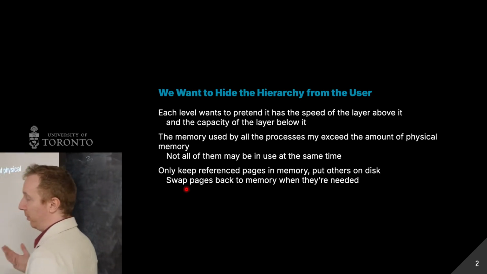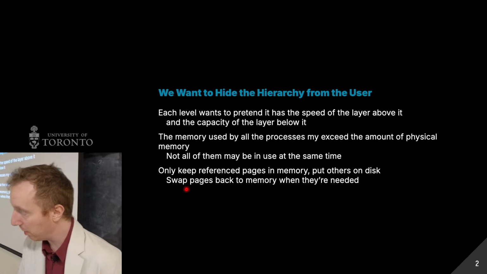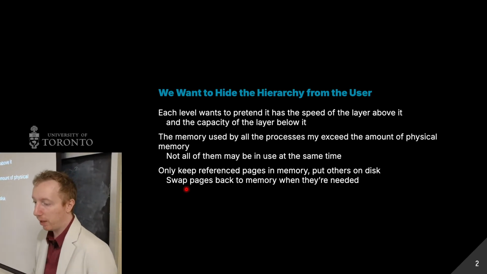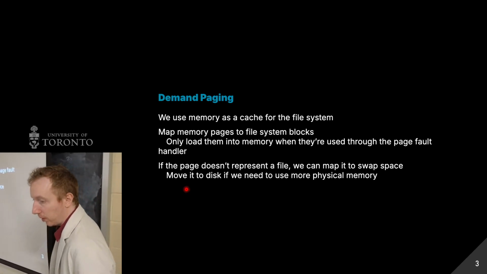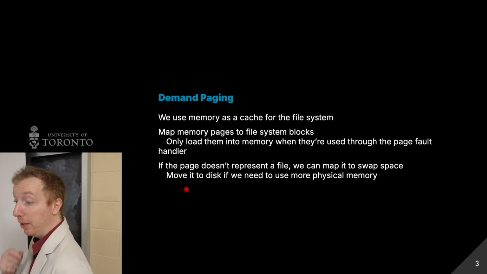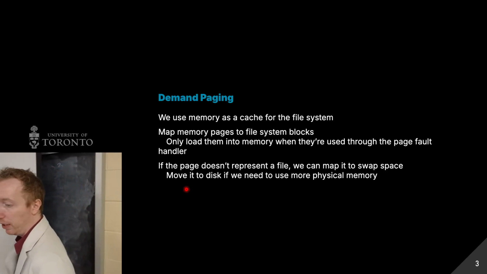Well, you can still use Google Chrome with like 2 tabs open that uses 10 gigs of memory, because some of that information can go to disk. So the typical system we currently use is called demand paging. So we're using memory as a cache for the file system.